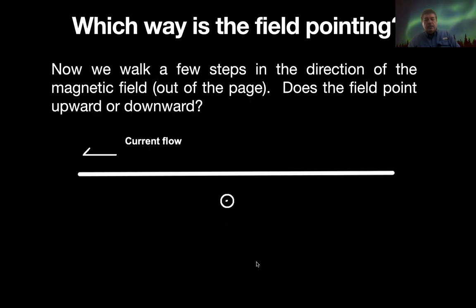Now, what about if we take a few steps in the direction of the magnetic field? So that would be stepping out from the page. And we've already established the current flows from the right to the left. But if I take a few steps out from underneath the current in the direction of the magnetic field, which in this diagram would be out of the page, does the magnetic field point upward or downward at that point?